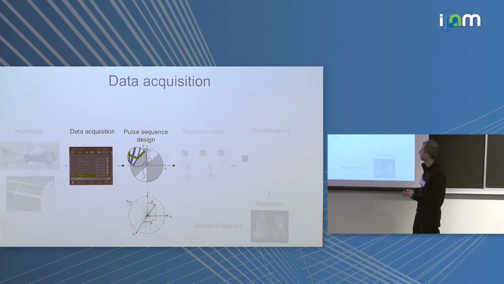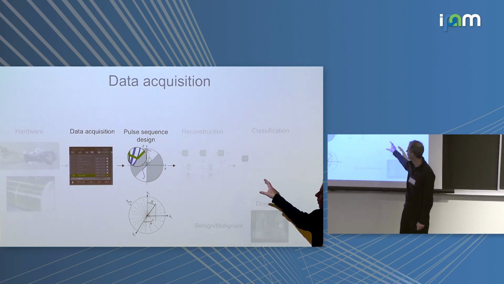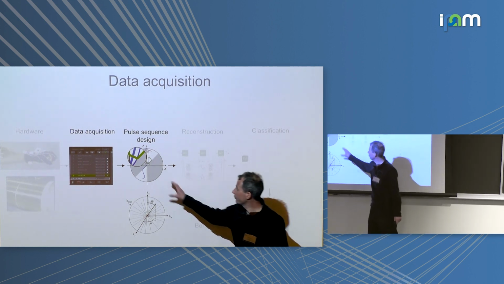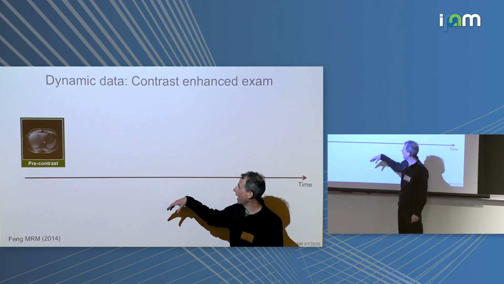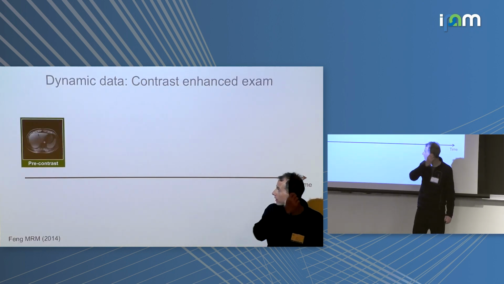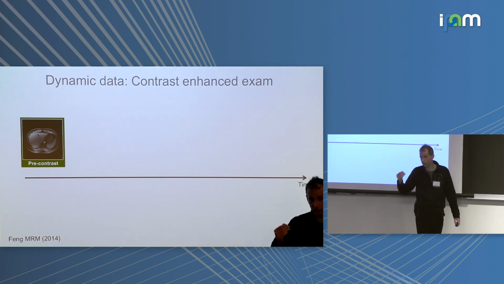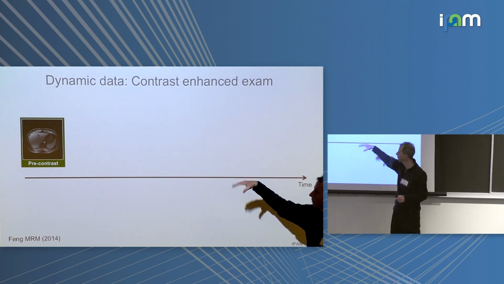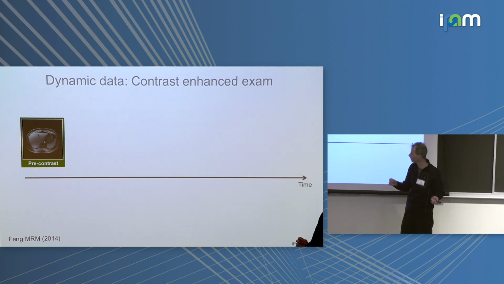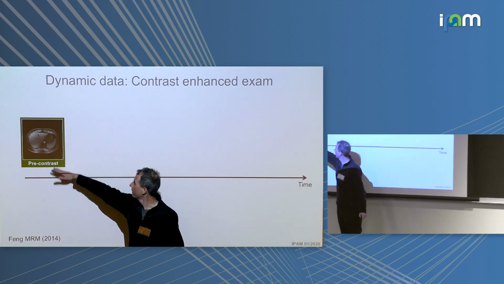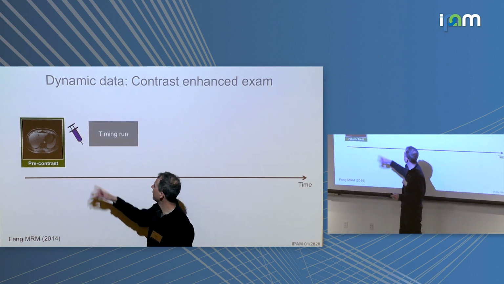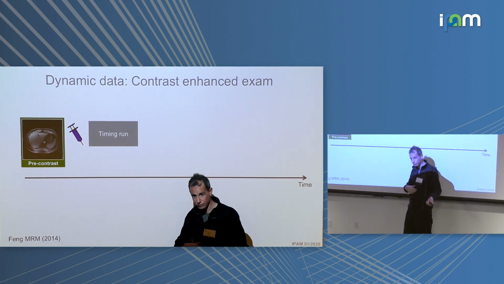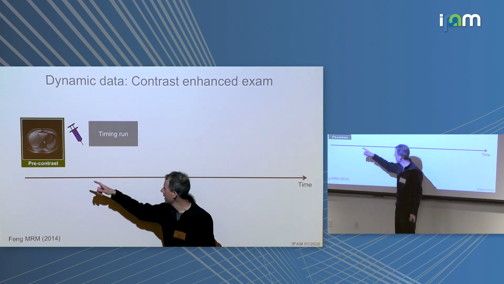Okay, so now let's go a little bit from reconstruction to, with these technologies in place, how can we change our data acquisition a little bit? An example that I would like to show you is dynamic imaging, where you inject a contrast agent that over time dynamically changes the contrast mechanisms. The way this is done in the clinic at the moment is you do one scan as the pre-contrast measurement, then you do a timing run because you inject the contrast agent, let's say here, and you want to see when it arrives here. So you see how long this takes.